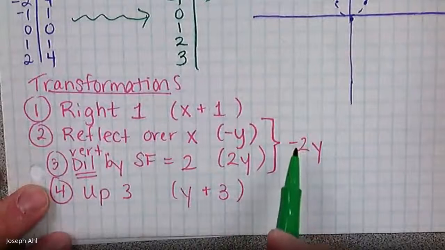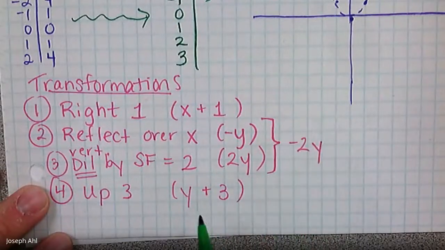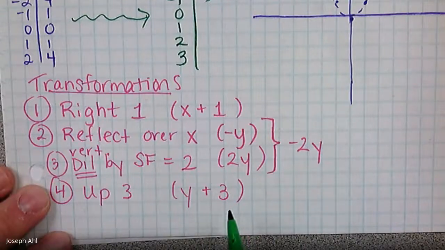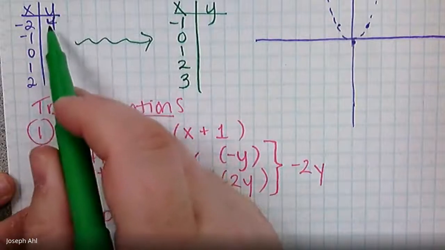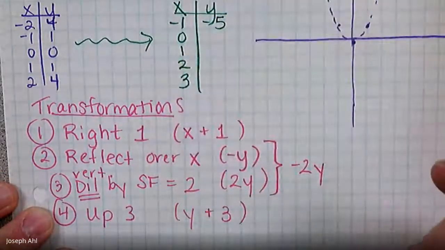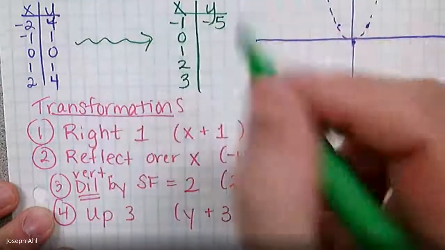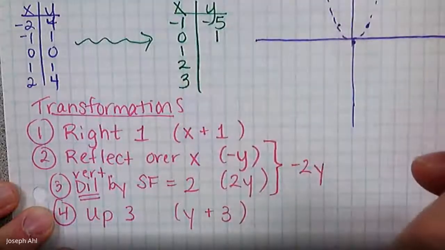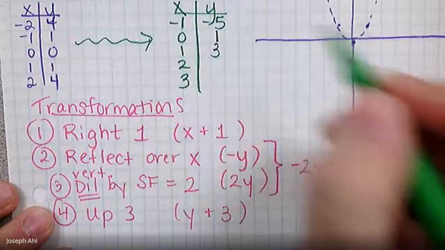I have a little bit more to think about with the y values, and you have to do it in this order. Make sure you multiply by -2 and then add 3 to the y values. So that would be, let's see, -8 if I multiply that by -2. Plus 3 would be -5. And then this would be -2 plus 3 is 1. This is going to be 0 plus 3 is 3.